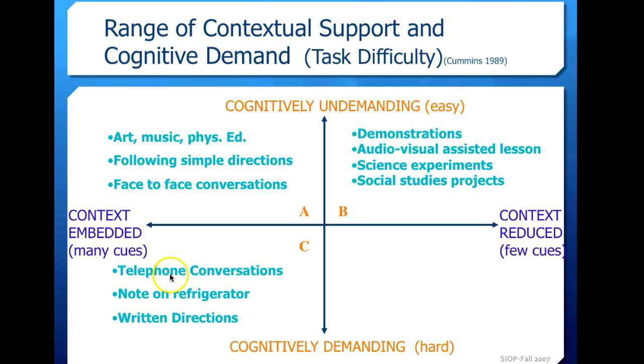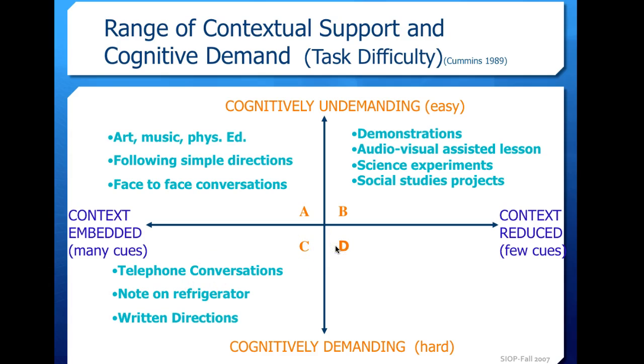The telephone conversations are not as context embedded. You're reducing the context here. Here you're reducing the demand. Here you're reducing the context. Note on a refrigerator, written directions. So there's one step away from the original language. That's where you're reducing the context. You're one step away from the language. But they're still not very cognitively demanding because they're very immediately useful activities.